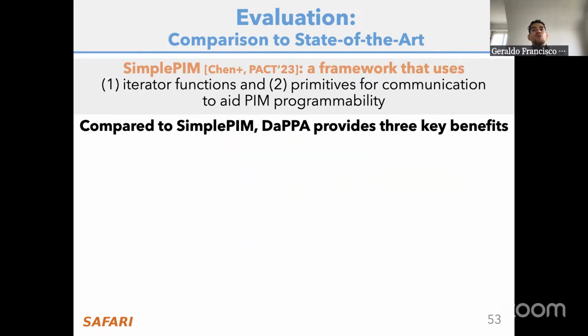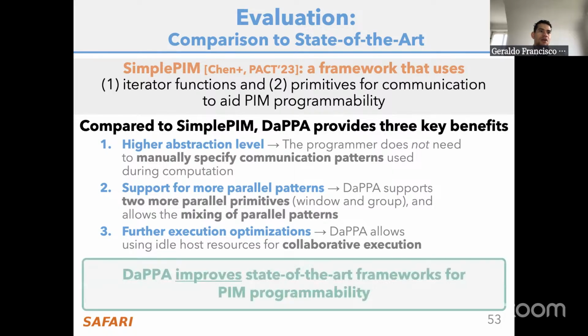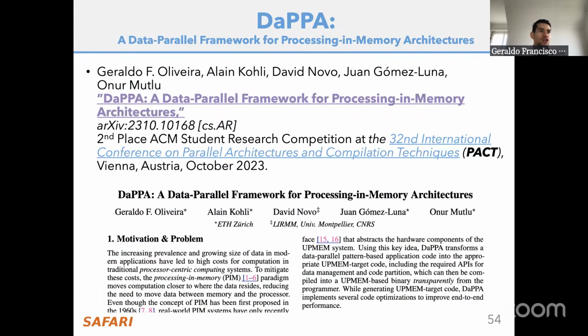We briefly compare DaPPA to SimplePIM. Compared to SimplePIM, DaPPA provides a high abstraction level where the user does not need to manually specify communication across PIM cores and host cores as well. It also supports more data parallel patterns and further optimizations such as collaborative PIM plus host execution. We conclude that DaPPA improves the state-of-the-art PIM programmability. I invite you to check our DaPPA paper for more details.